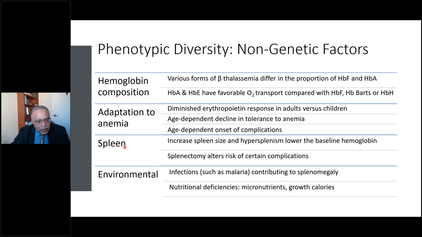The spleen is an important player in all of this. When the spleen enlarges and hypersplenism occurs, that can lower the baseline hemoglobin. And if the spleen is taken out, that alters the risk of many different complications. Finally, environmental influences such as recurrent infections and nutritional deficiencies can also alter the presentation of thalassemia.